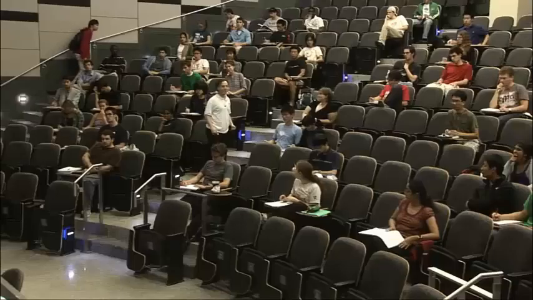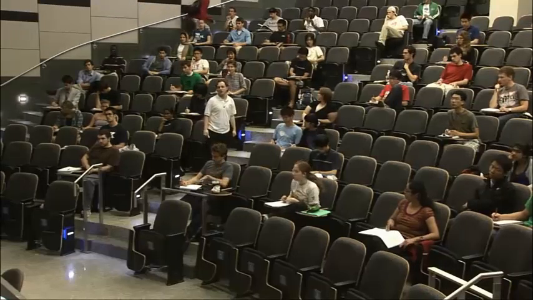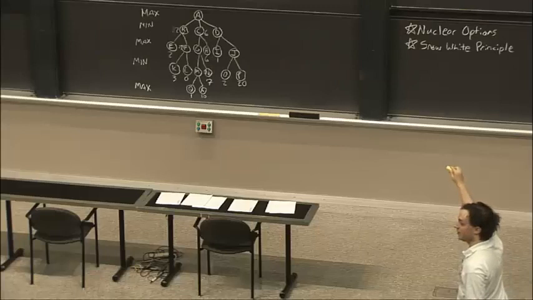All right, so what's the minimax value at A? 6 is right. 6 is higher than 2. It's higher than 1. Our value is 6. And our path is A, C, H. That's it.